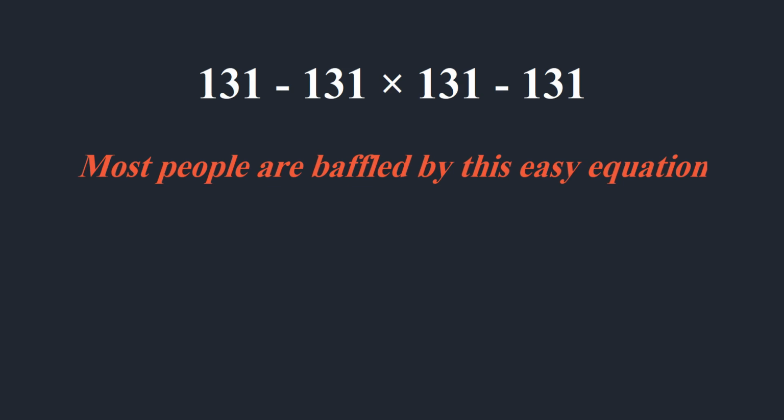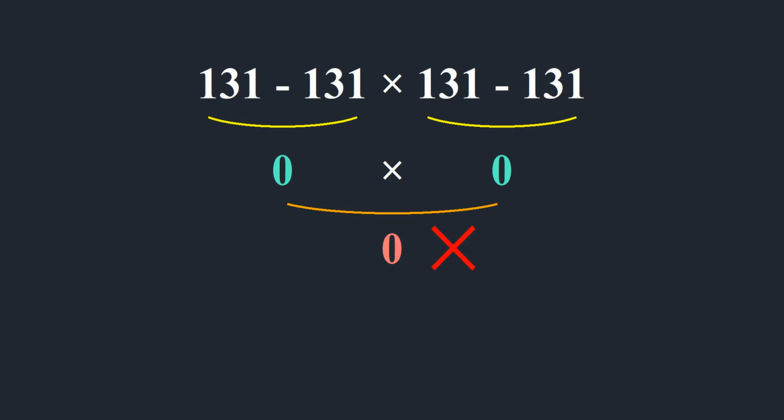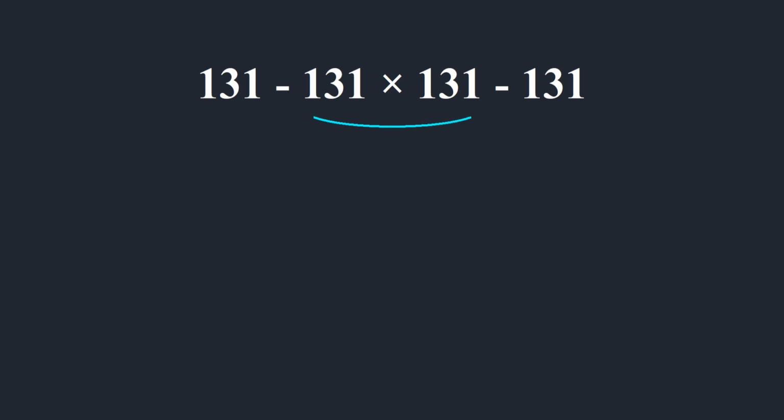In this adventure, 131 minus 131, which equals 0, times 131, minus 131 equals 0. Now we have this problem, 0 times 0, which equals 0. But this answer is not correct, because according to the order of operations we must do the multiplication and division, then do adding and subtraction. So first we do this multiplication, then this subtraction, and at last this subtraction.